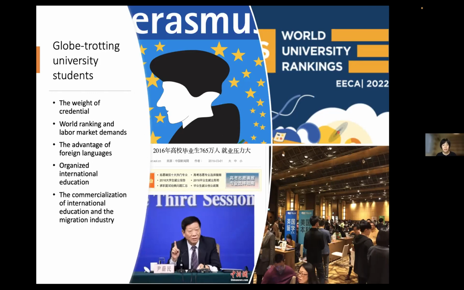And international migration has also become increasingly organized. On the left-hand side, in the top left corner, you can see the Erasmus Mundus program, which channels millions of students, not only within Europe, but also outside of Europe. And in many other regions, you also see these regional integrative programs trying to facilitate student exchange and internationalizing education.